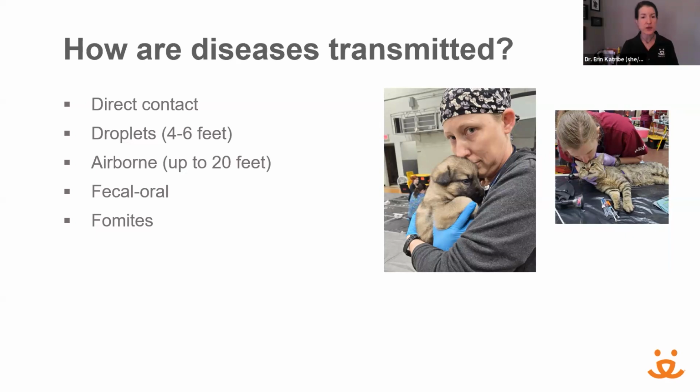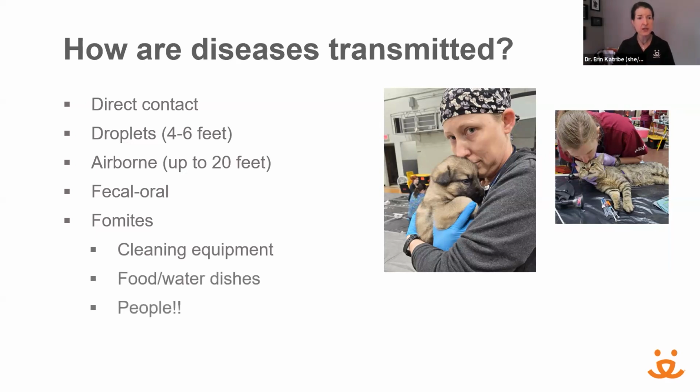And so the classic examples of fomites in shelters are things like cleaning equipment, so litter box scoops, potentially brooms or squeegees, that sort of thing. It can be food and water dishes. And hands down, probably the most important one in shelters is actually going to be us. It's the people. It's us getting contaminated with these microscopic pathogens that we can't see and transmitting it from one animal to the next.